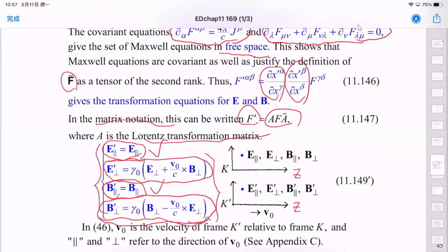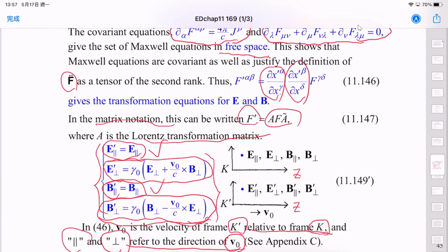In equation 46, V0 is the velocity of frame K prime relative to frame K. The parallel and perpendicular refer to the direction of V0. In this case, Z, okay?